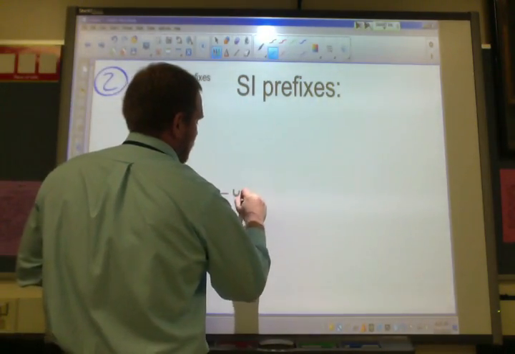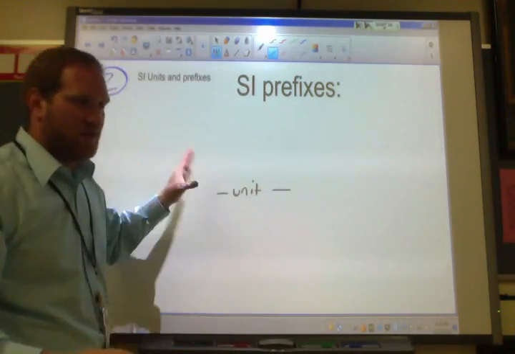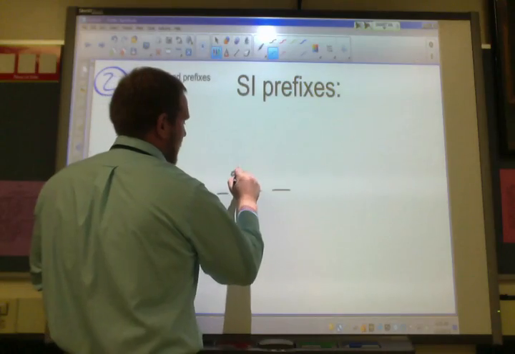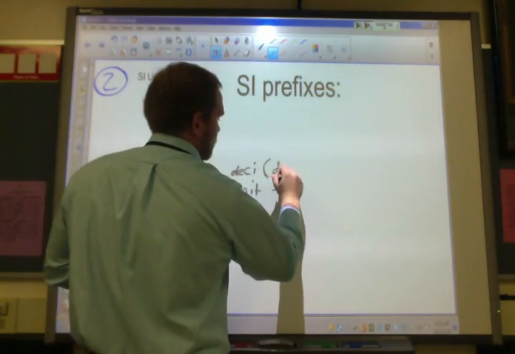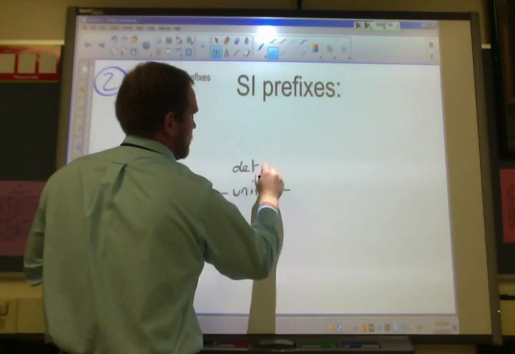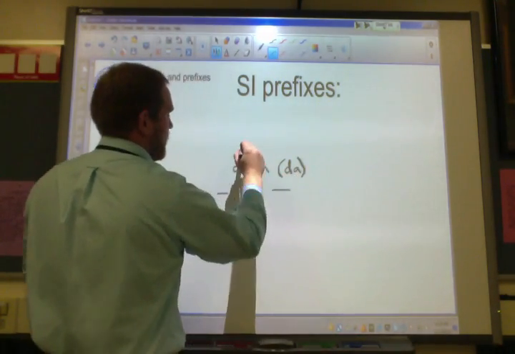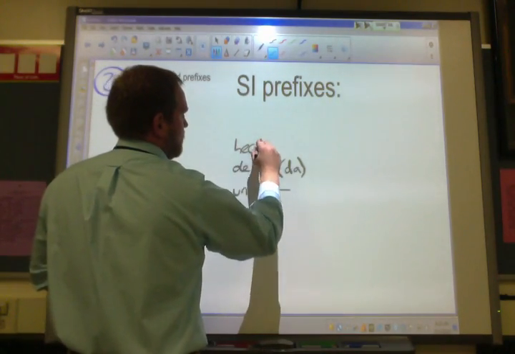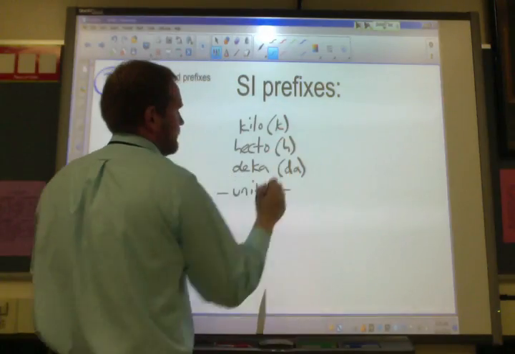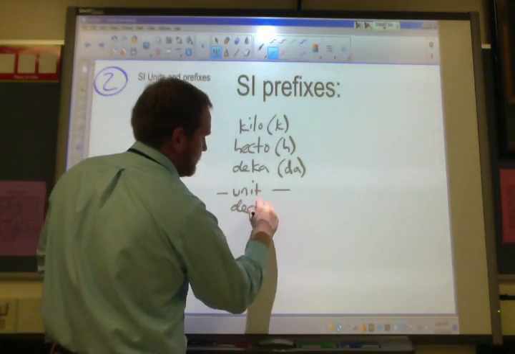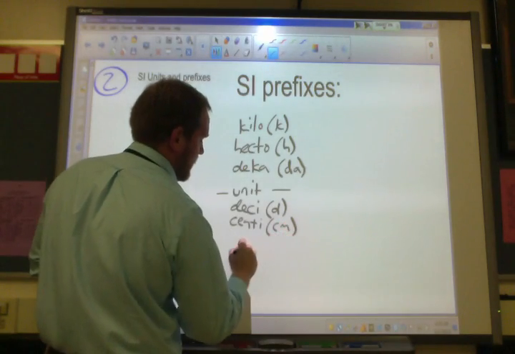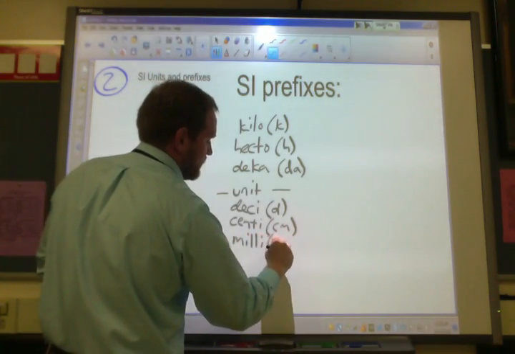So I always start with just kind of what I call the unit here in the middle. This isn't really a prefix. That would be like your meter or your liter or your gram. If we want to go 10 times higher, that's deca, which is dA. 10 times above that is hecto, which is H. And then kilo, which is K. Going below this, we have deci, which is lowercase d. Centi, which is c, and milli, which is m.